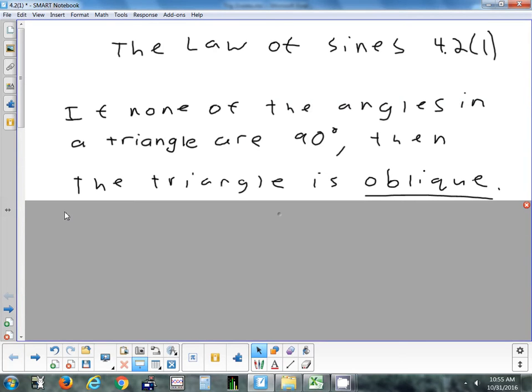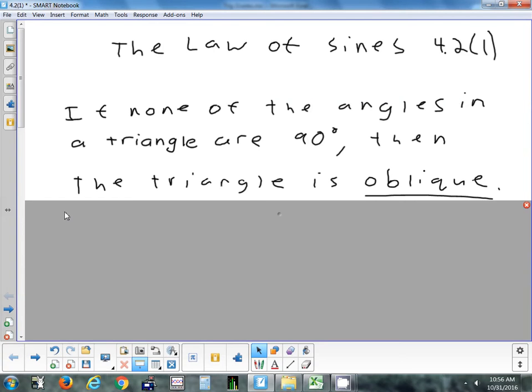A couple weeks ago we did problems where all the triangles had a 90-degree angle. When you have a 90, it's called a right triangle, and you can use the Pythagorean Theorem, and you can also use SOHCAHTOA: opposite over hypotenuse, adjacent over hypotenuse, tangent is opposite over adjacent. Well, if you don't have a 90-degree angle, you can't use any of the stuff I just said.